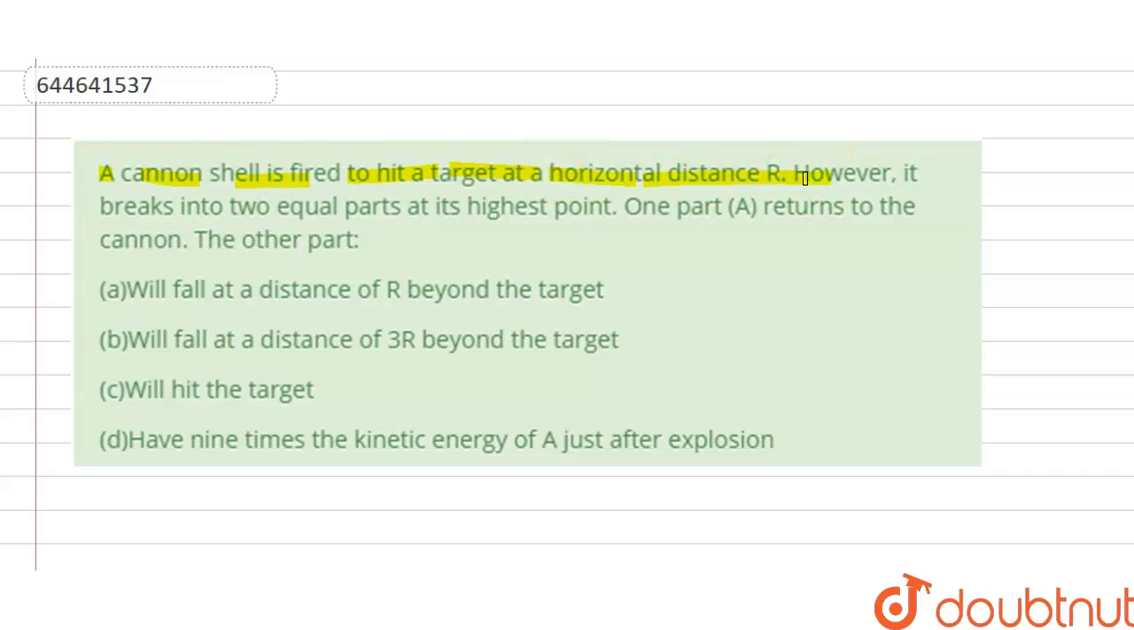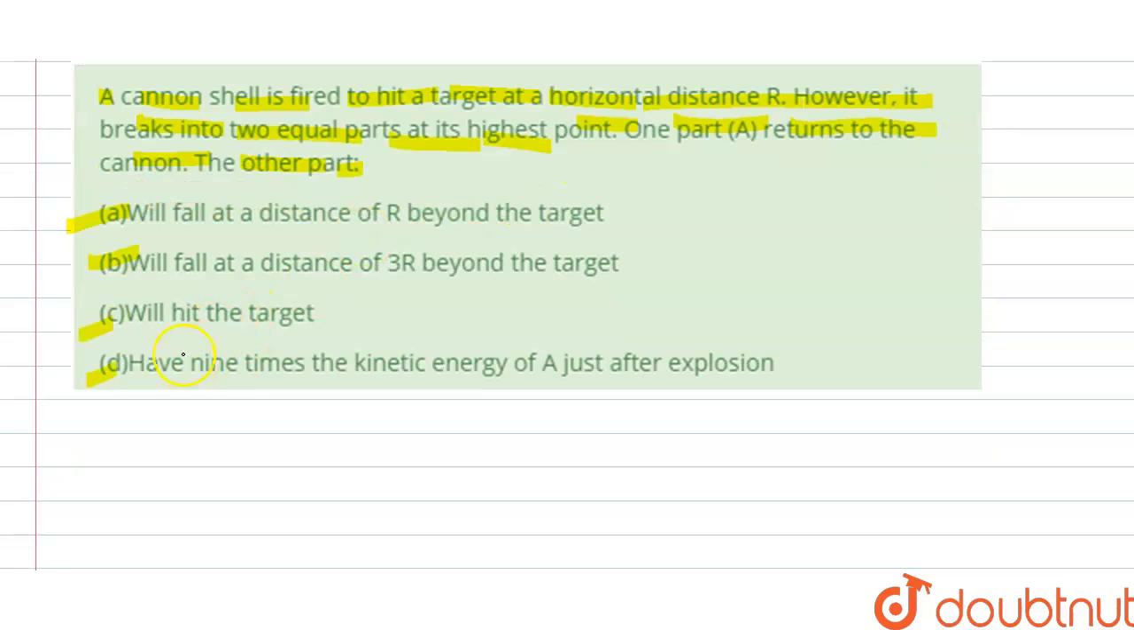Hello students, today our question is: a cannon missile is fired to hit a target at a horizontal distance R. However, it breaks into two equal parts at its highest point. One part A returned through the cannon and the other part is B. Options A, B, C, D are given here. So we have to find which statement is correct for the other part.